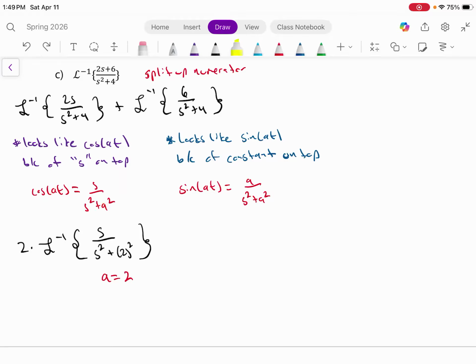Okay. Likewise for sine, you know, it's s squared plus 4 on the bottom, so I could do the same thing. But that means I need a 2 on top. So I wouldn't take out the entire 6, but I could make that a 2 on top. So I could just take out a 3. And so what I could have is 3 times the inverse Laplace of 2 over s squared plus 2 squared. And that way I know that a equals 2 as well.